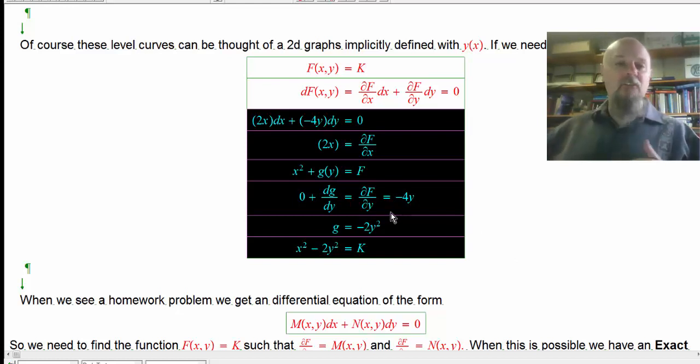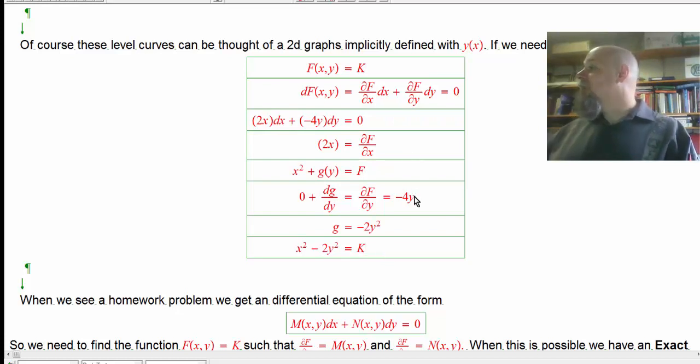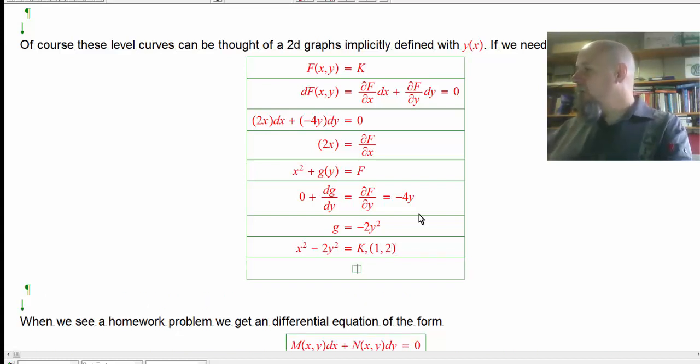I'm thinking of it as an implicitly defined curve, the level curve of the surface, a slice of the surface. So say that someone tells me that the point (1, 2) is on the graph, is on the curve. Well, then I can make my x equal to 1 and my y equal to 2 to figure out what k is. So that's going to be 1 squared is 1, minus 8, so k must be minus 7.